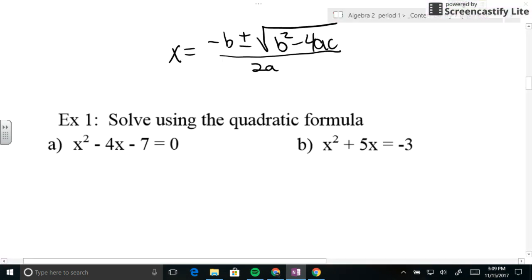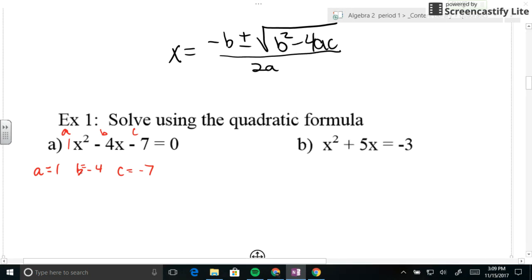Example 1, A. We have x squared minus 4x minus 7 equals 0. So we go ax squared plus bx plus c, so that equals 0, therefore we can use the quadratic formula. We know a is 1 because you don't see a number, so you assume it's a 1. B is negative 4 because of the minus. And c is negative 7, once again because of the minus. So all we do is take all that, plug it in, and simplify using the quadratic formula.